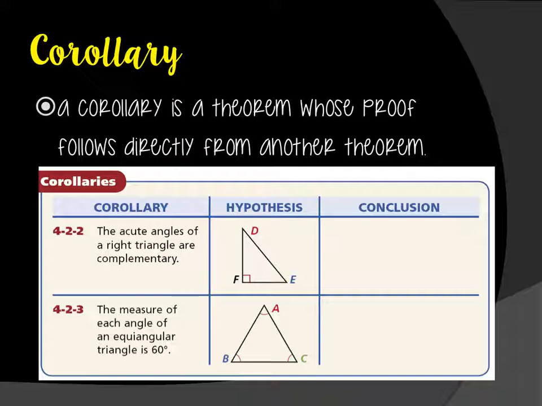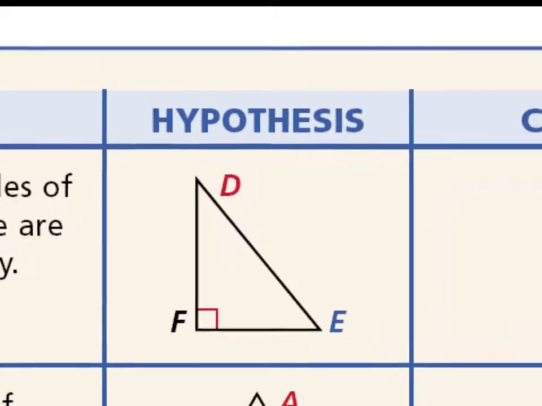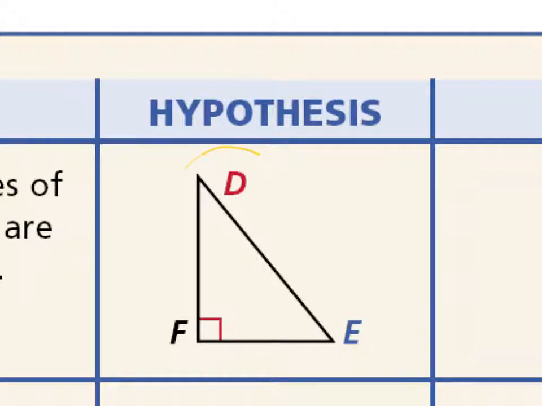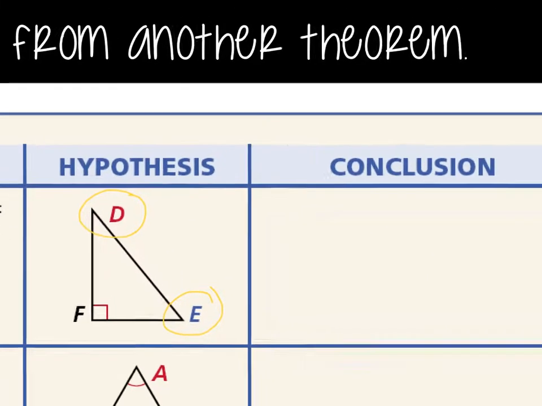So a corollary is a theorem whose proof follows directly from another theorem. In 4.3, we have two corollaries. The first one is the acute angles of a right triangle are complementary. So if we look at this triangle, we have two acute angles, angle D and angle E.